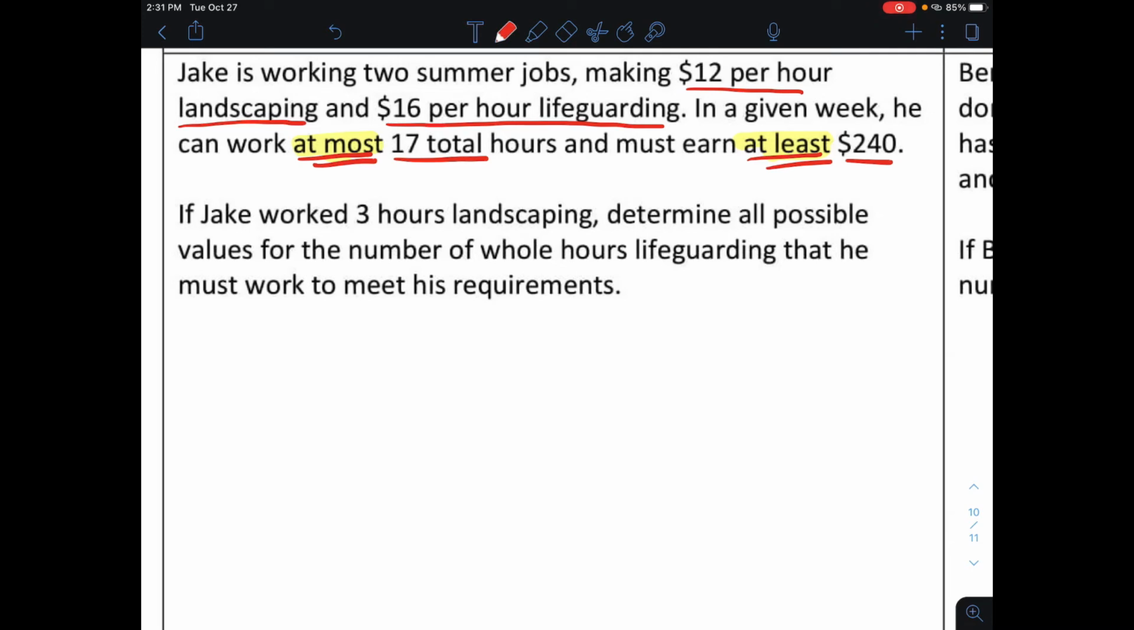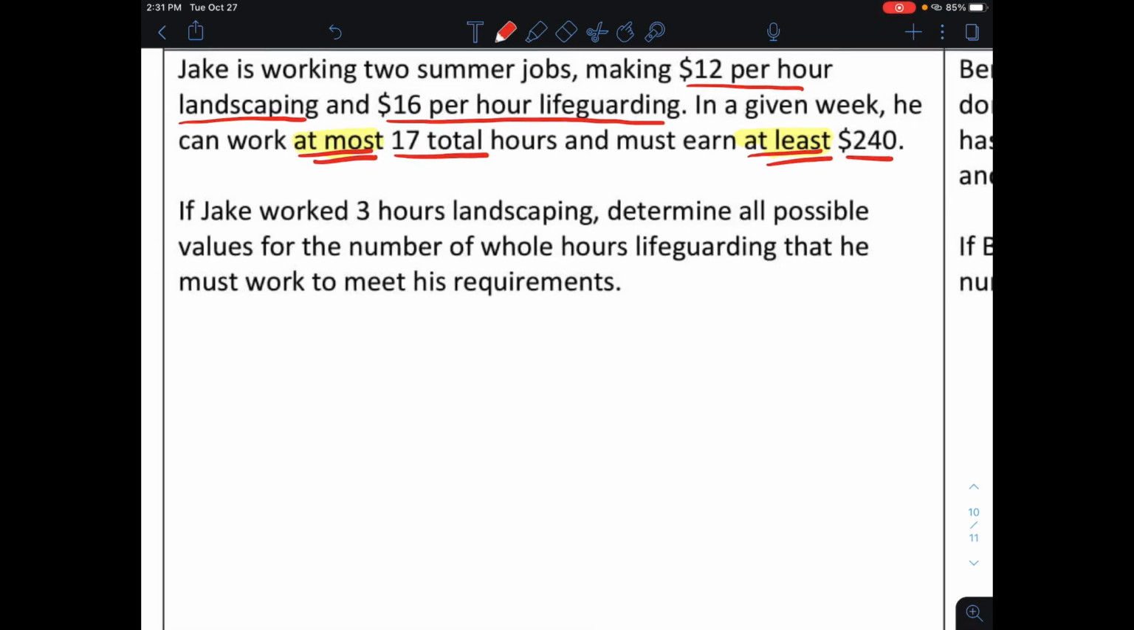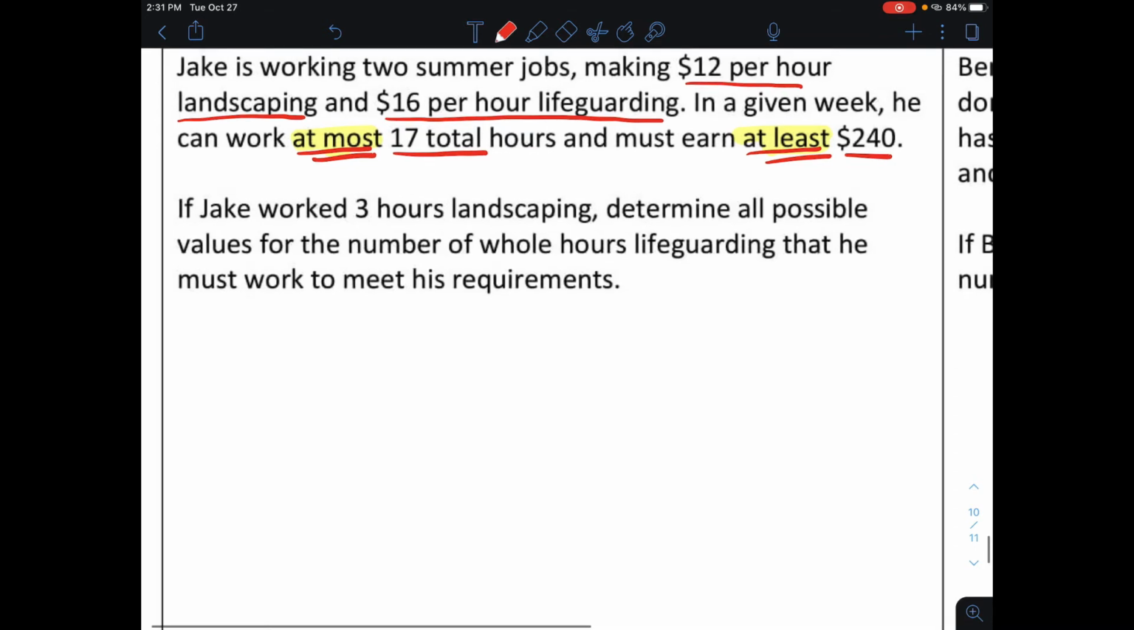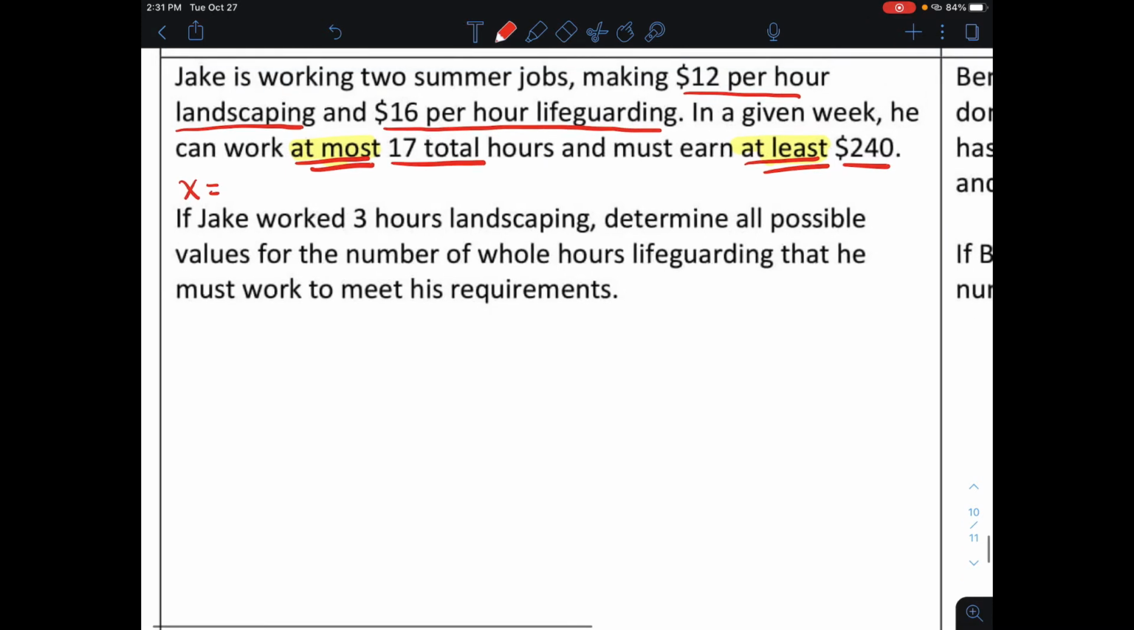So let's see what we can figure out here to start writing some equations. Well, Jake can work either of his 2 jobs, however much he wants, but together he can only work a total of 17 hours. I need to define some variables. So I'm going to let x equal the hours landscaping. And y is going to equal the number of hours lifeguarding.